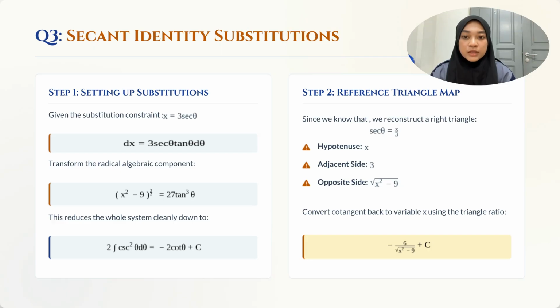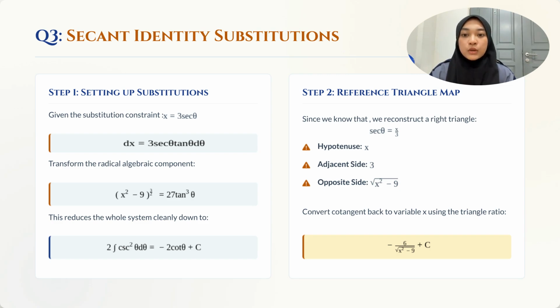Next, we substitute this expression back into our root structure using the fundamental identity secant squared theta minus 1 equals tangent squared theta. Our denominator reduces from 9 tangent squared theta to the power 3 over 2 to 27 tangent cubed theta. When we simplify the full integral expression, it collapses cleanly down to 2 times the integral of cosecant squared theta d theta, which has a standard integral of negative 2 cot theta plus c.